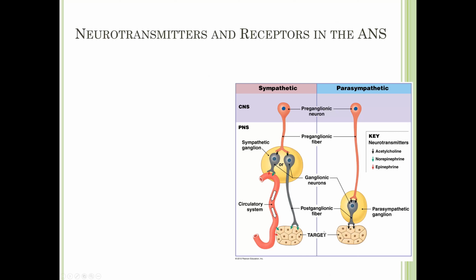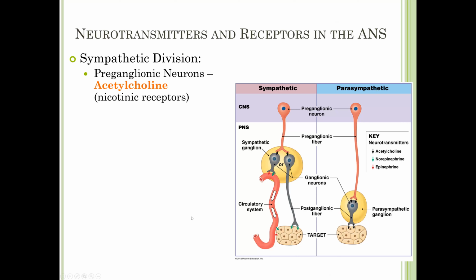In the parasympathetic system, we have long preganglionic neurons. The ganglia are close to the target organs, and so we have very short postganglionic fibers. So in the sympathetic division, the preganglionic neurons are going to release acetylcholine at their synapse, and the postsynaptic cells in the ganglion neuron are going to have nicotinic receptors. So sympathetic system at the ganglion, we're releasing acetylcholine, and that's binding to nicotinic receptors. Then the postganglionic neurons in their synapses, when they're talking to the target tissue, are going to release mostly norepinephrine.